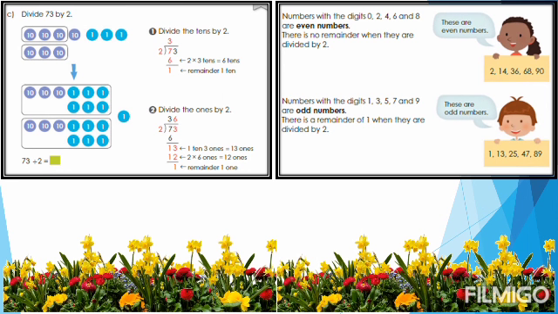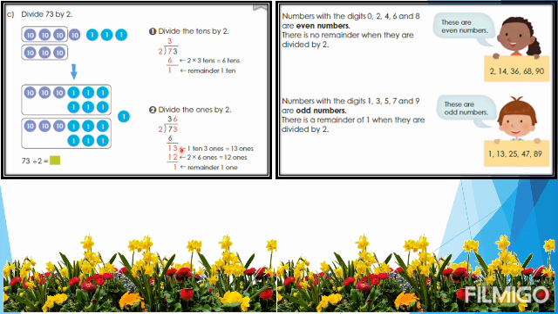Okay, so another example, class, we'll be finding now the quotient of 73 and 2. So we have here, divide the tens by 2. 7 divided by 2 equals 3. 3 times 2 equals 6. 7 minus 6 equals 1. Step 2, class, since we have now 1 there, we'll bring down the 3. So that is now 13.